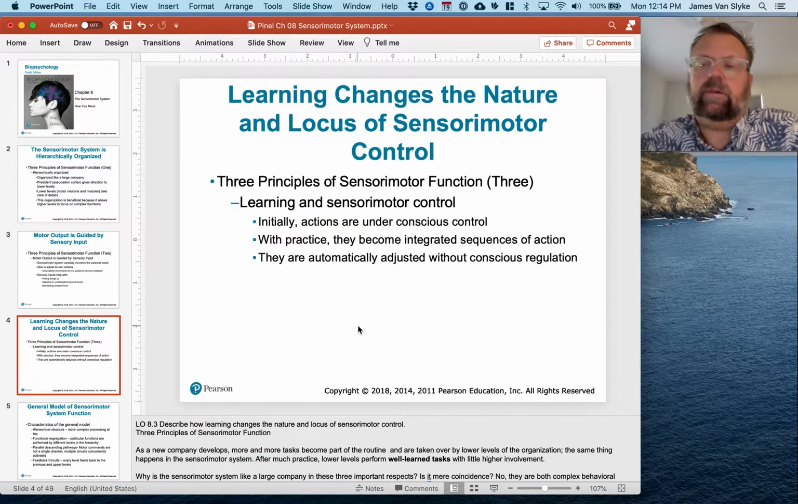And then, of course, finally, what we were talking about earlier is that learning is a part of how we become better at these kinds of skills. So learning changes the nature and the locus of sensorimotor control. Initially, actions are under primarily conscious control, and that's when you're learning to do something in the early stages. And then over time and with practice, they become integrated sequences of action, and it takes less and less cognitive effort to perform those kinds of actions.